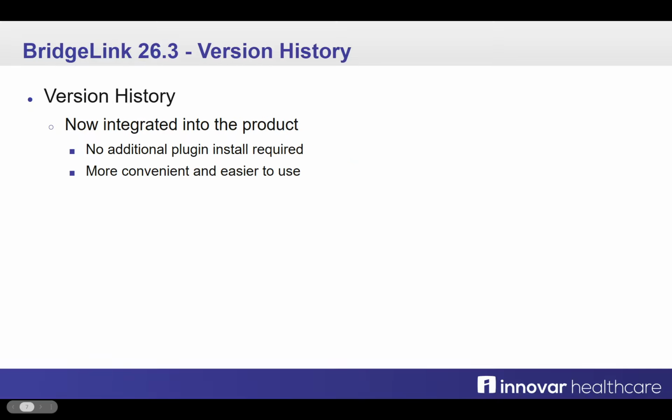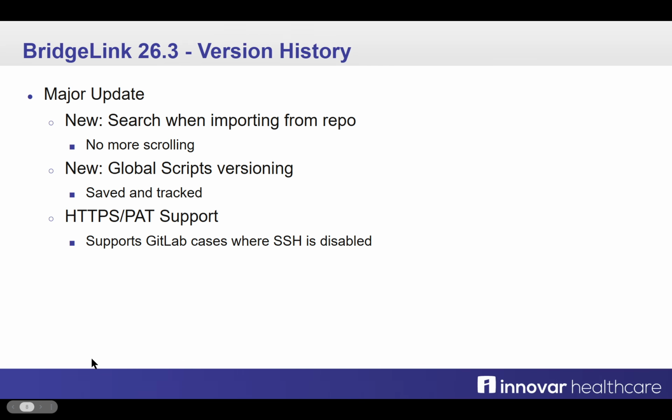Now, a more substantial feature added was version history. This used to be a standalone plugin. This is now integrated into the core product. So no more zipped download, no more plugin shenanigans. It's just all baked in, so it's nice and convenient and easy to use. Now, we did not merely just merge the plugin into the core product. We also added a bunch of new features for this as well. Let's take a look at those.